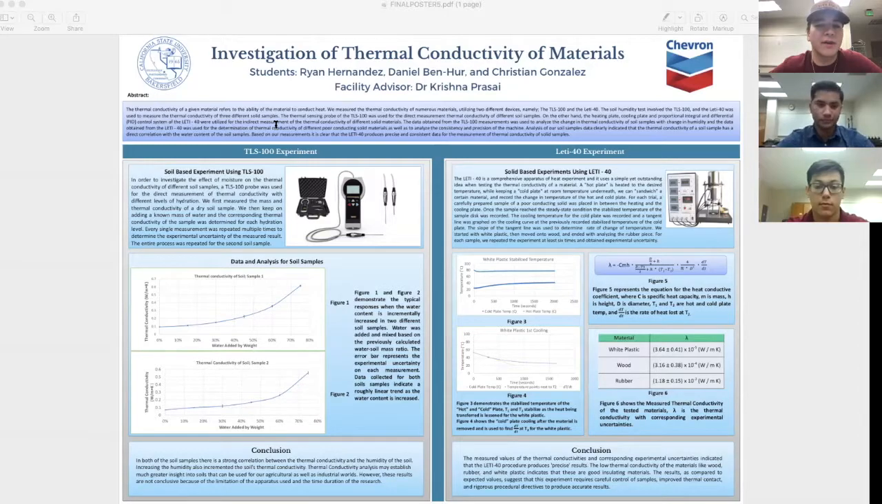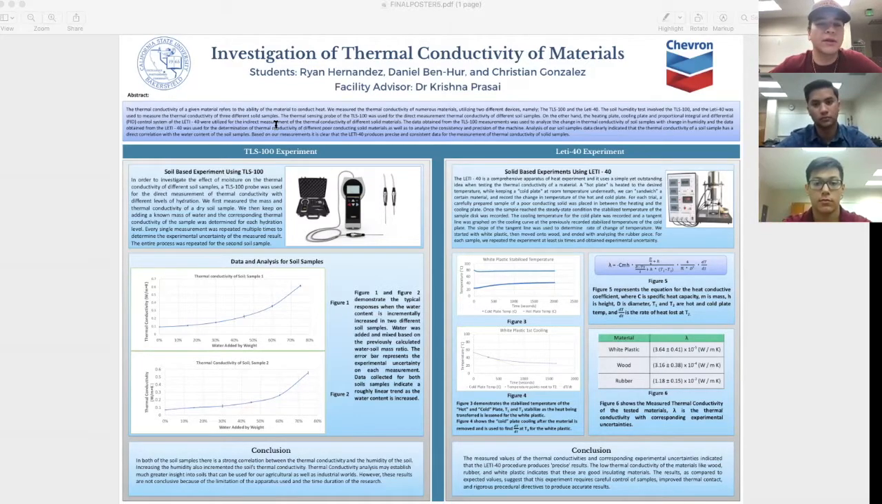The higher the K value, the better the thermal conductivity; the higher the R value, the better the insulating factor, and that's because the R value and the K value are inversely proportional. We plotted all of our data in Excel, and we made two graphs from the data that was given from the TLS-100, as seen in figures 1 and 2 on our poster. These graphs showed the thermal conductivity as the level of water increased.